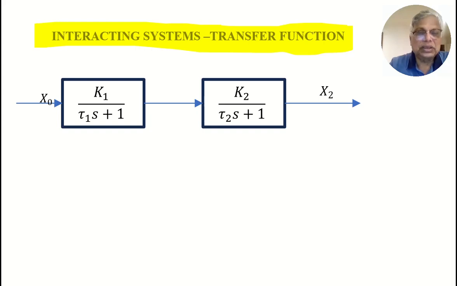First we will see how to write the transfer function of interacting systems. So let us take any two first order systems connected in an interacting manner. This is just a flow sheet where two first order systems are connected and they are interacting. So these two first order systems in series are interacting systems. Let's see how you write the transfer function of this.